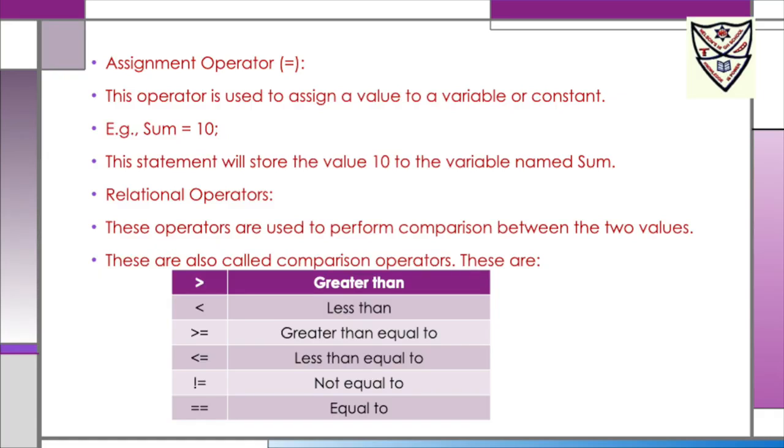Relational operators. These operators are used to perform comparisons between the two values. They are also called comparison operators. They are less than, greater than, less than or equal to, greater than or equal to, not equal to, and equal to. You can see their symbols in the diagram.